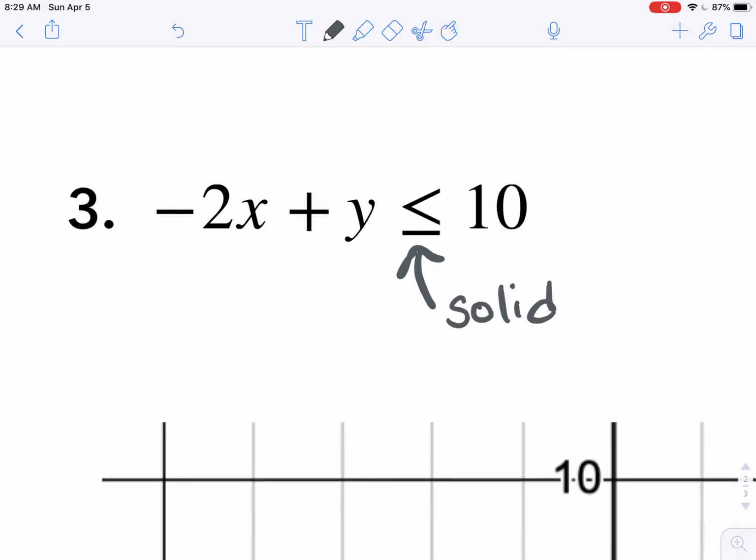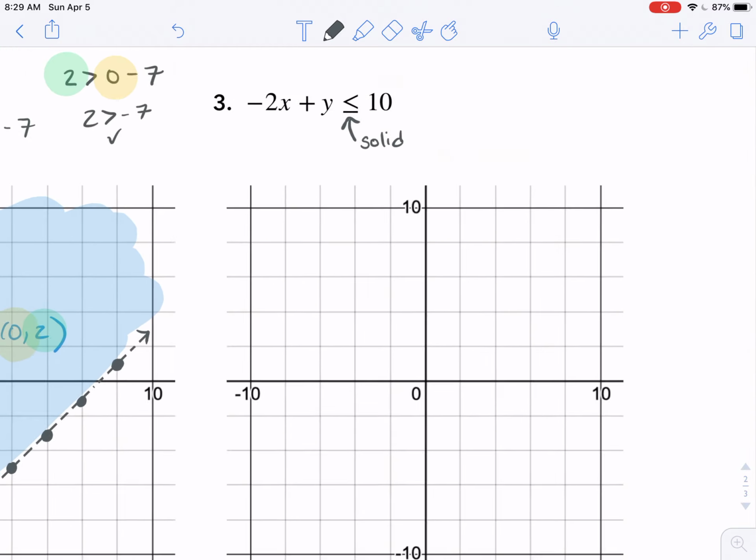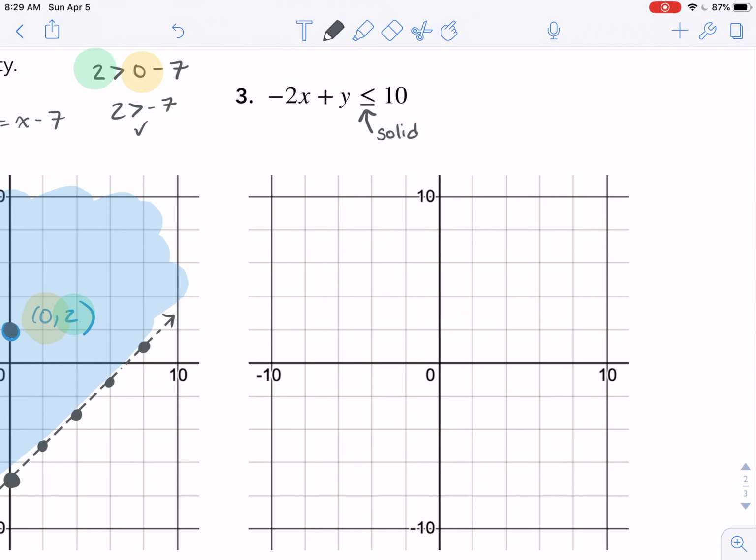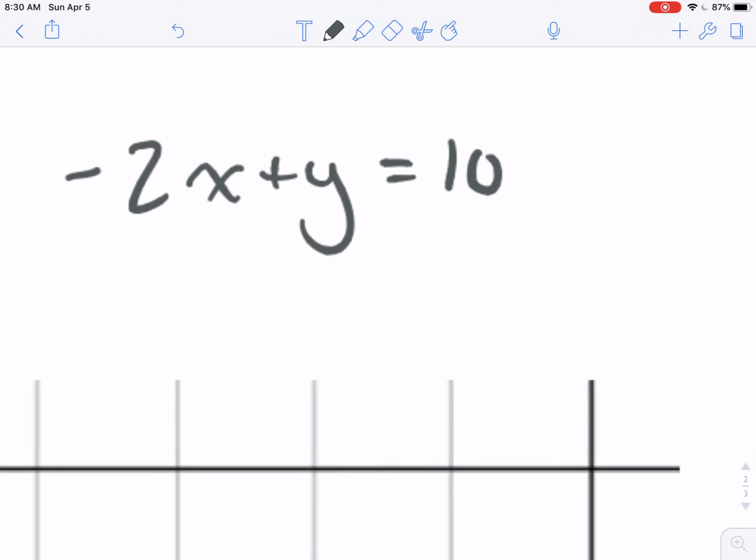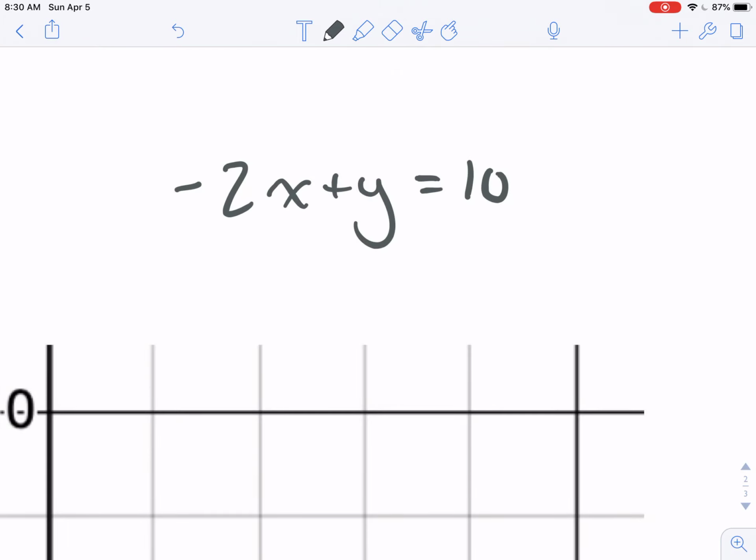So now we're going to graph our line. Now this line is not in slope-intercept form, this line is in standard form. To graph the line negative 2x plus y is equal to 10, we need to find out what our x-intercept and our y-intercept are. This is a bit of a review. So hopefully when you do this, you get that x is negative 5, and y is equal to 10.